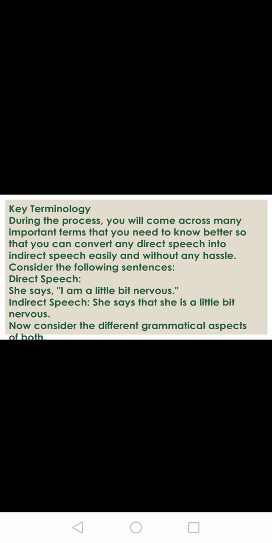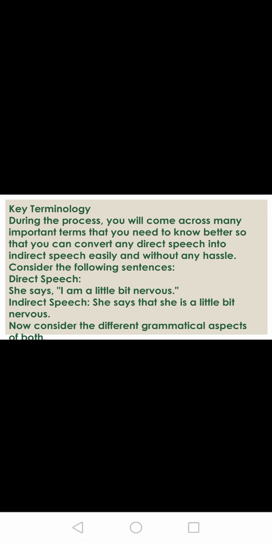Normally, you will change the verb tense when using indirect speech. Now, these words are used: say, tell, said, talk, and speak. Key terminology. During the process, you will come across many important terms that you need to know so that you can convert any direct speech into indirect speech easily and without any hassle.